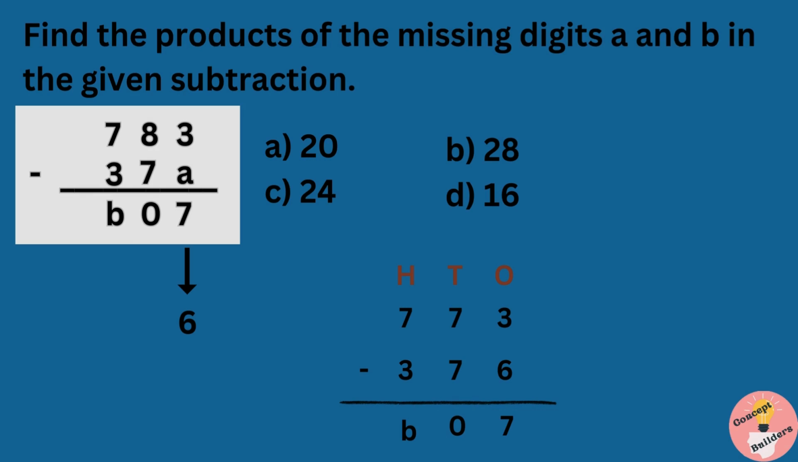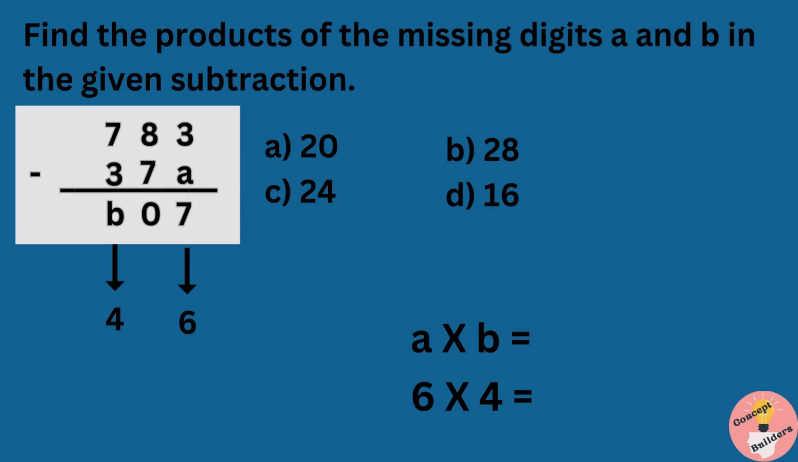All right, let's move on to hundreds place now. 7 minus 3 gives us 4, so B is 4. So, we got values of both A and B. Let's multiply them. 6 into 4 gives us 24. So, C is the answer.